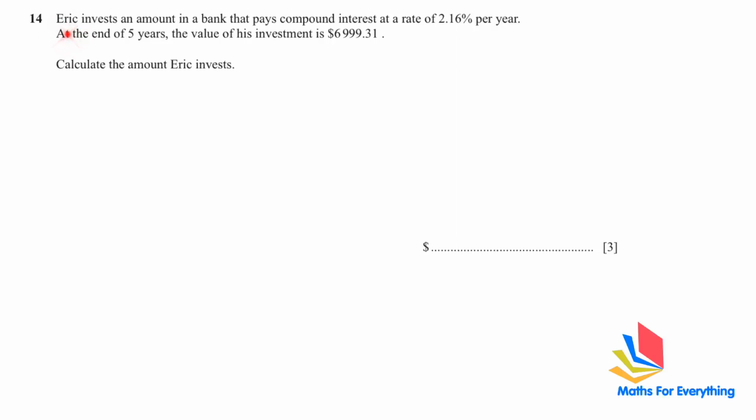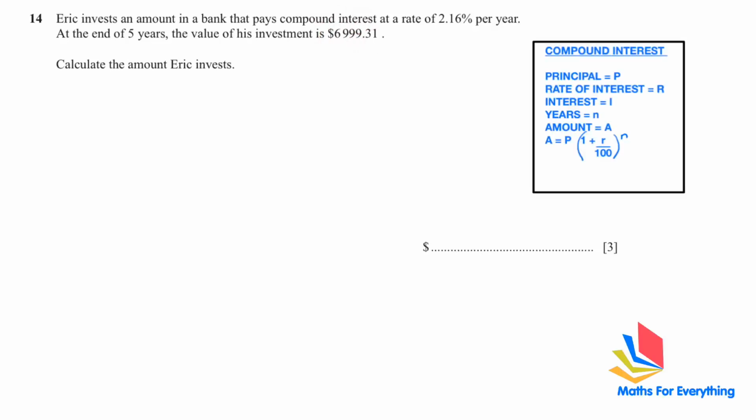Question number 14. Eric invests an amount in a bank that pays compound interest at a rate of 2.16% per year. At the end of 5 years, the value of his investment is $6,999.31. Calculate the amount Eric invests. So we have to use the compound interest formula, which is amount is equal to principal times (1 plus r over 100) to the power n. Let's see what information we have.